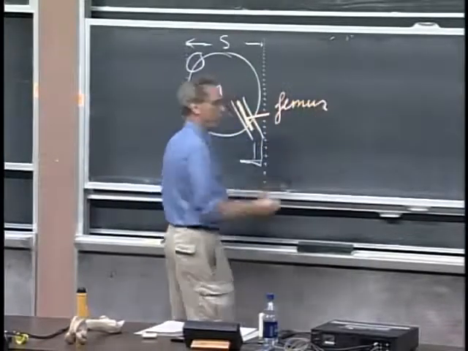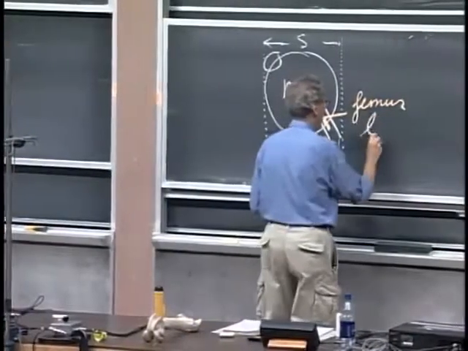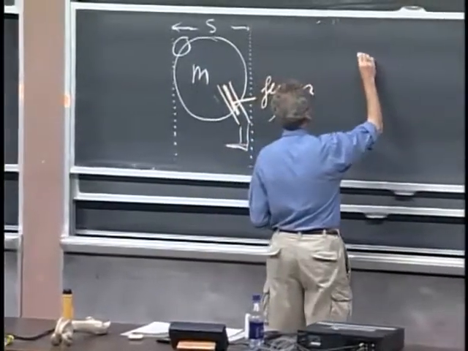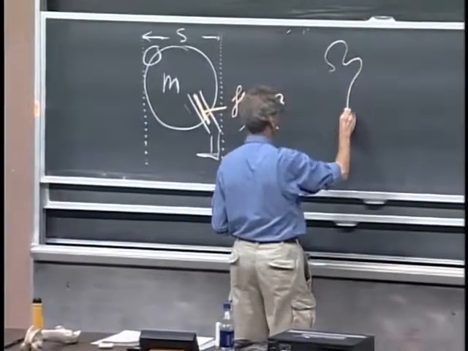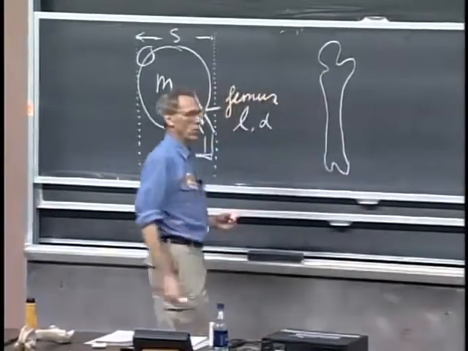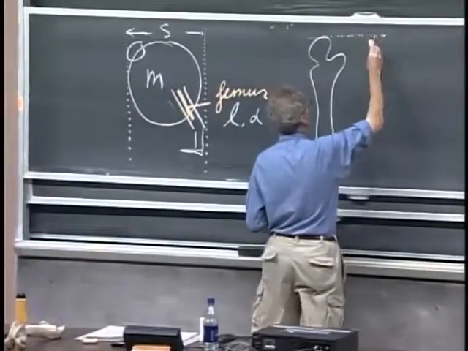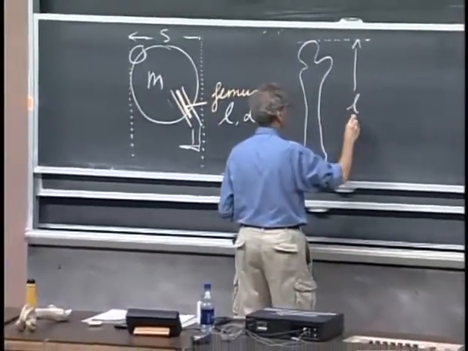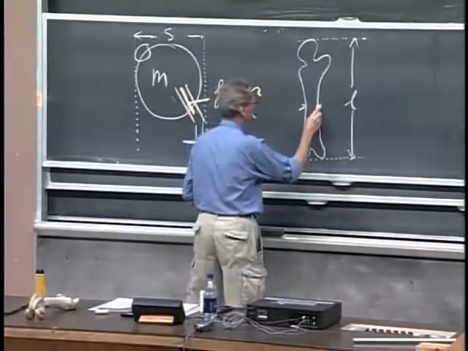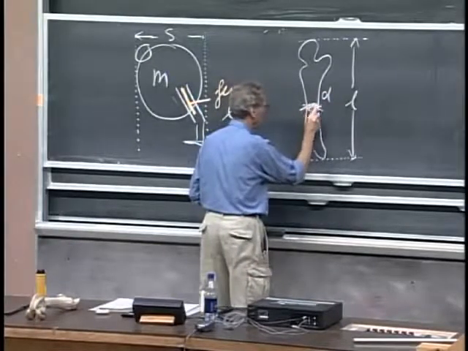And the femur, of course, carries the body to a large extent. And let's assume that the femur has a length L and has a thickness D. Here is a femur. This is what a femur approximately looks like. So this would be the length of the femur. And this would be the thickness, D. And this would be the cross-sectional area, A.